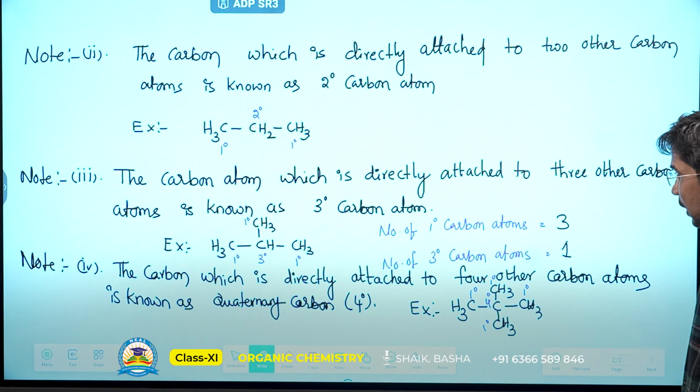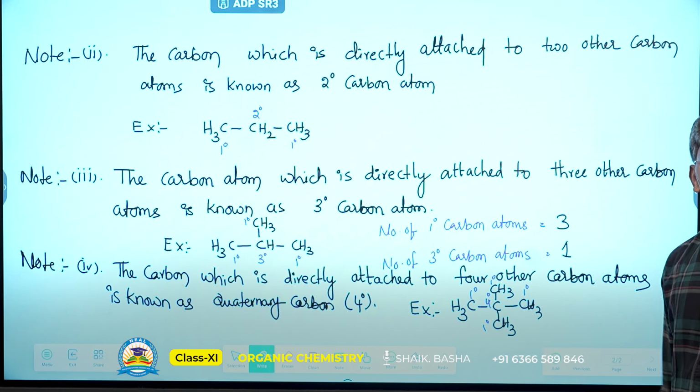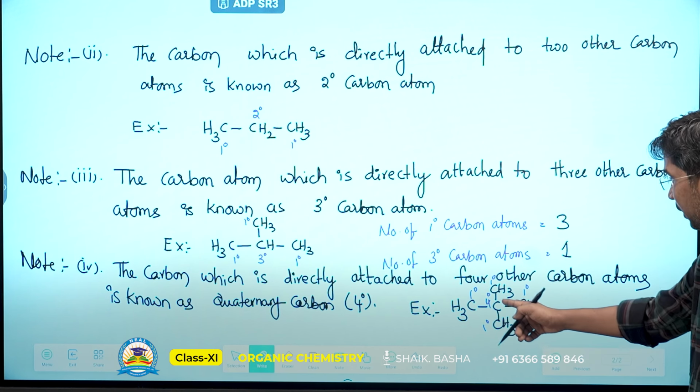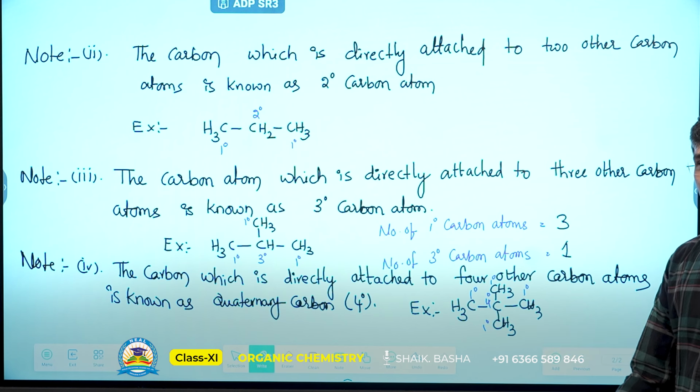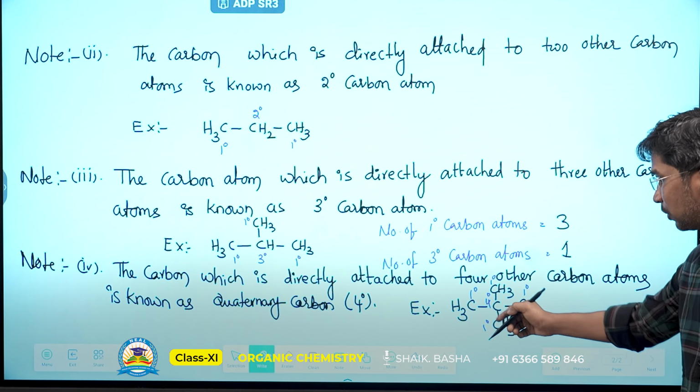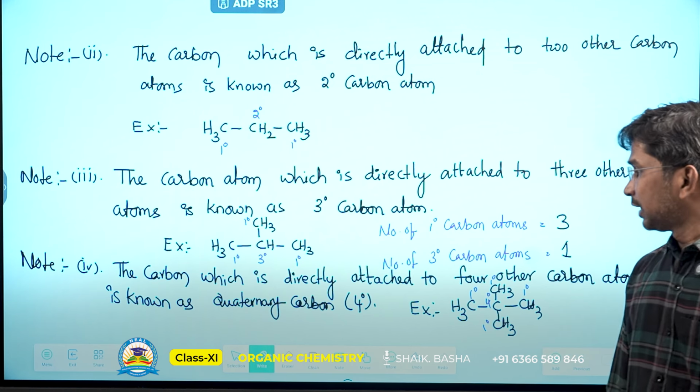Then one more question. How many primary carbon atoms are there? Number of primary carbon atoms. How many are there? 4 are there. How many quaternary carbon atoms are there? Only one quaternary carbon is there. Then we will discuss based on this.